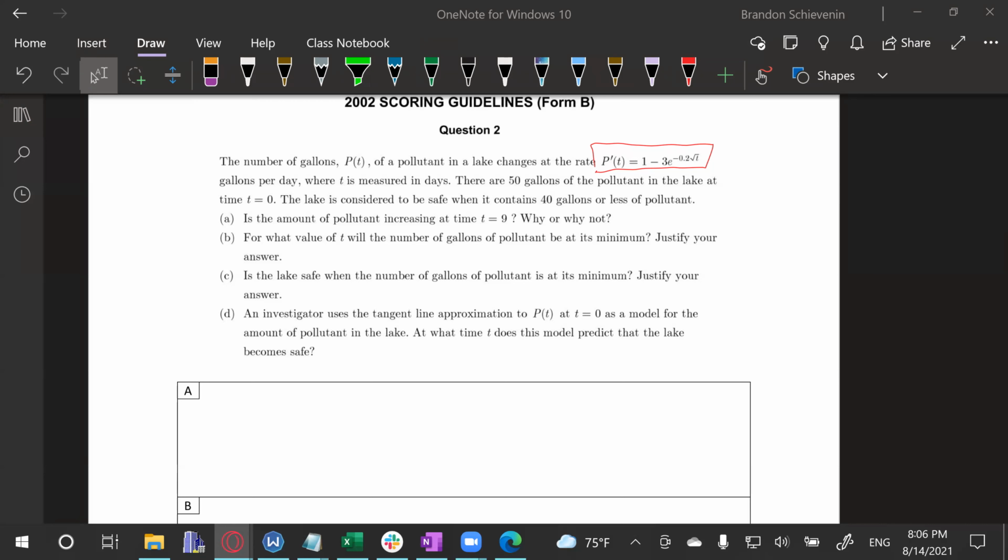How will we know whether it's increasing or decreasing? If the value is negative, then it's decreasing. Perfect. This is already a derivative. So if the value is negative, it's decreasing. If it's positive, it's increasing. So let's go ahead and do that. P prime at 9 is equal to 1 minus 3 e to the negative 0.2 times 3.